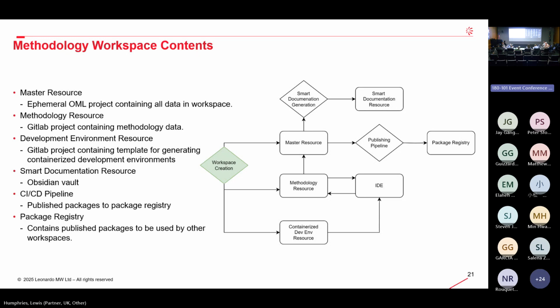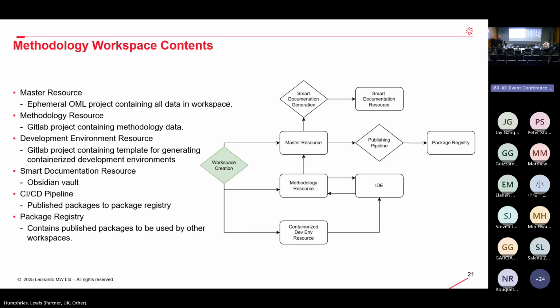So now I've gone through that, what would the workflow to actually make changes in the workspace look like? First you'd create the workspace, which would spin up all your resources. You'd then create an IDE from the containerized development environment, which in this case is Rosetta. You'd pull the content of the methodology resource, do whatever changes you need to do, and push it back. That would then send the changes to the master resource, which would then propagate it to the publishing pipeline to publish it into the package registry.